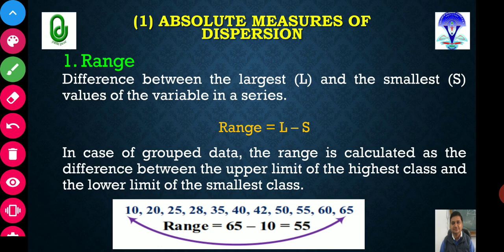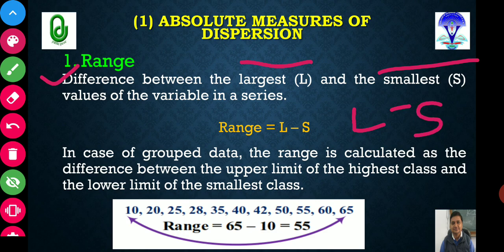Now, we will see one by one the absolute measures of dispersion. The first one among absolute measures of dispersion is range. So, what is range? Range is the difference between the largest and smallest value of a variable in a series. In fact, range is equal to largest minus smallest value, L minus S.